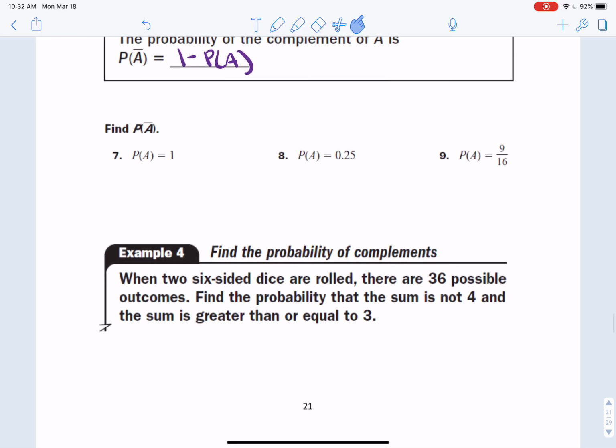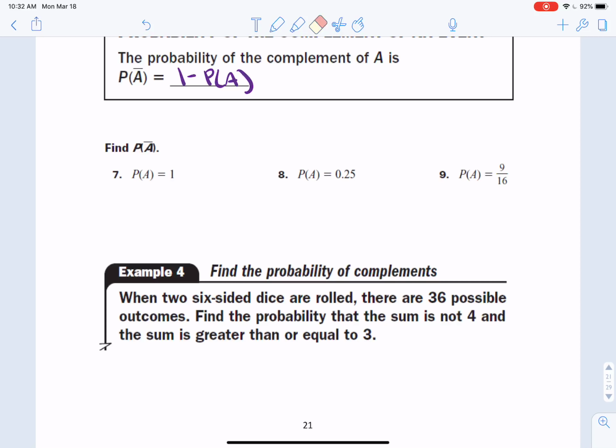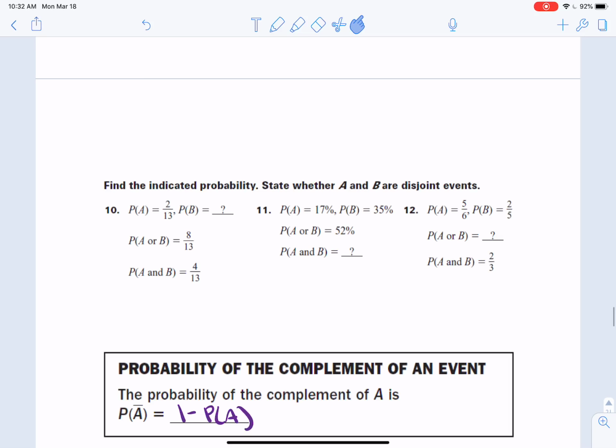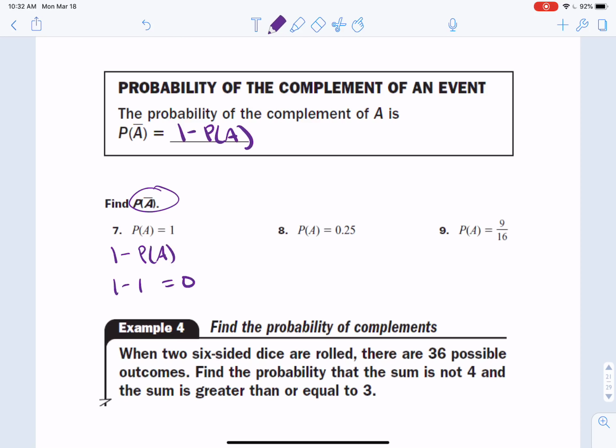So let's just do some math examples, and we'll do some word problem examples at a different time. But here it says find the complement of A. So if I say, well, what's the probability of A is equal to 1, then I would take 1 minus that to find the complement. So that's 1 minus 1, which is 0. Here, the probability of A happening is 0.25. So I will take 1 minus 0.25, which is 0.75. And the last one would be 1 minus 9 over 16, which is equal to 7 over 16.